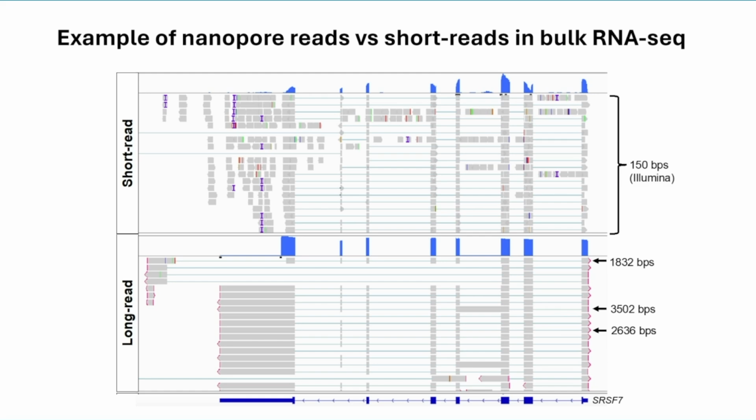At the top are the short reads, and they're just little snippets trying to figure out where they are. And then with our long reads, you can see this is the SRSF7 gene, which runs right to left. Many of the reads are 1,800 to 3,500 base pairs, and they are covering the entire gene. So we're getting a better picture of what is actually happening at the isoform level.